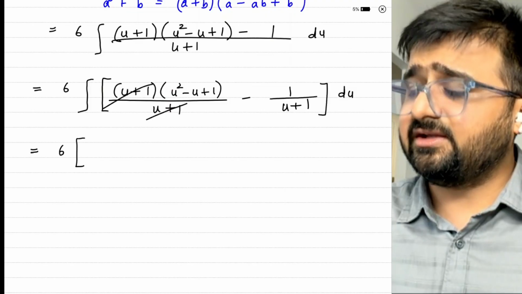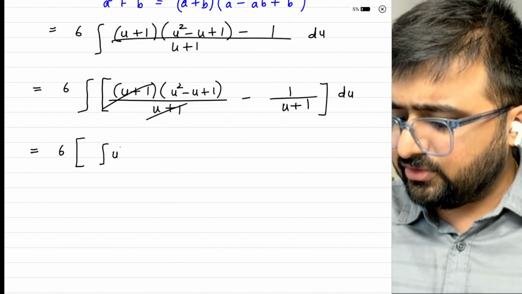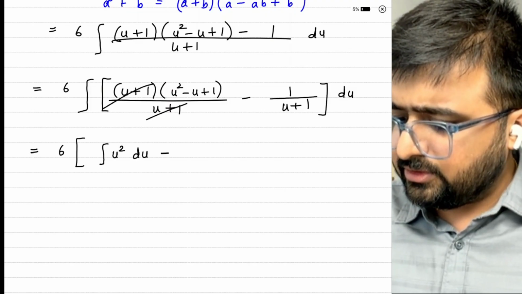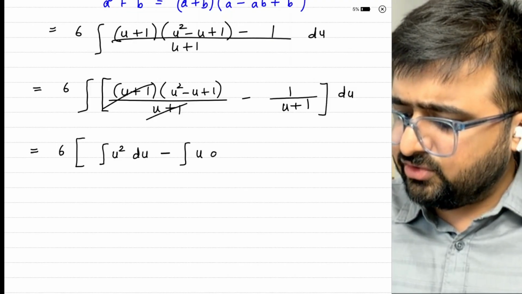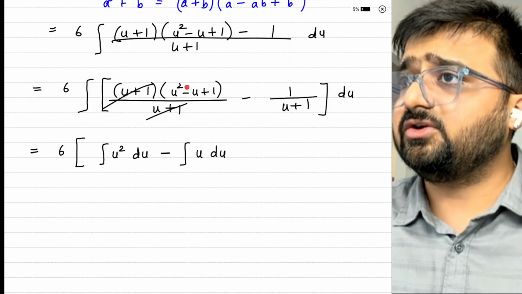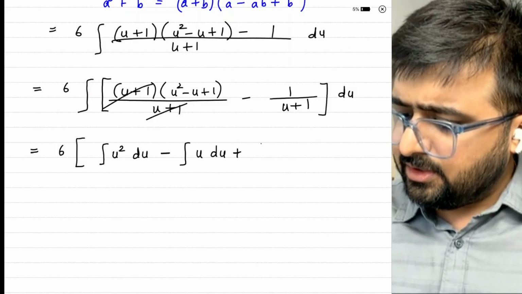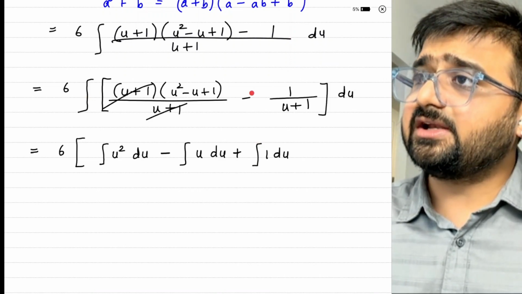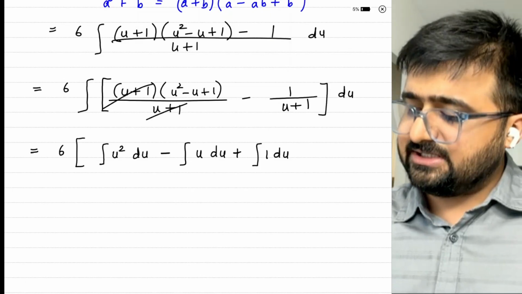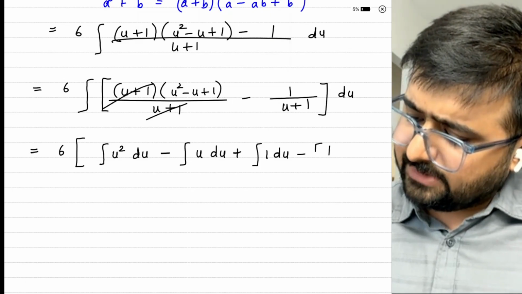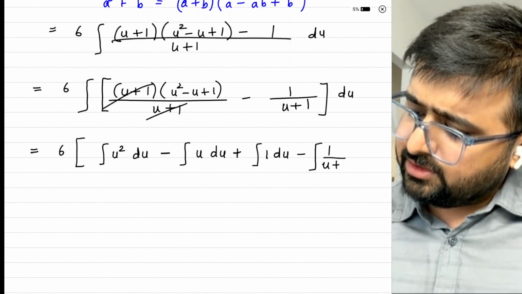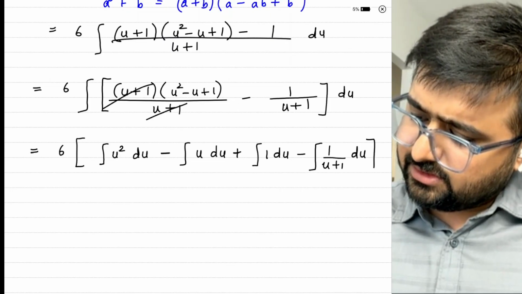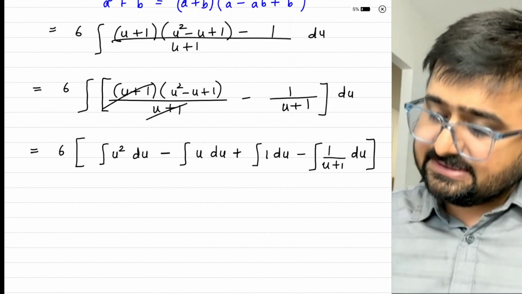So give that integral to u square. So you have integral of u square du minus integral of u du. Give that integral to u plus integral of 1 du. And in the end, give that integral to 1 over u plus 1. So minus integral of 1 over u plus 1 du. I hope that makes sense.